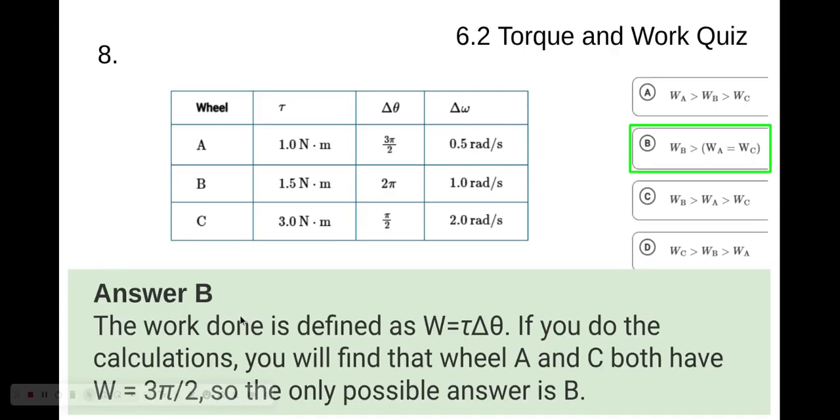How do you like that? I was right. The work done is defined as tau delta theta. Just multiply like I just did. 1 times 3 pi over 2, 3 pi, 3 pi over 2. A and C are equal, so the answer is B.